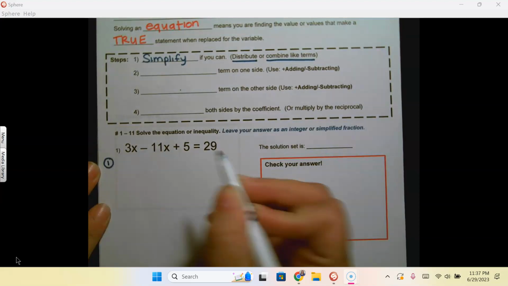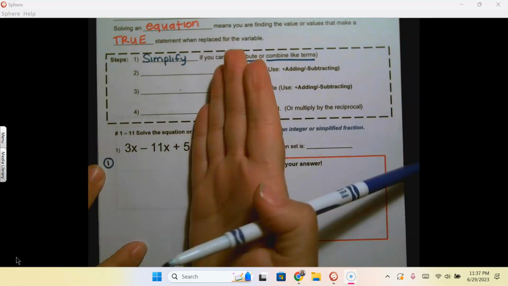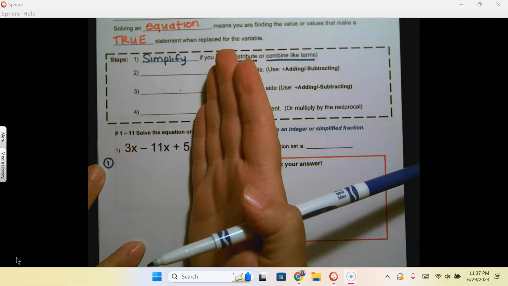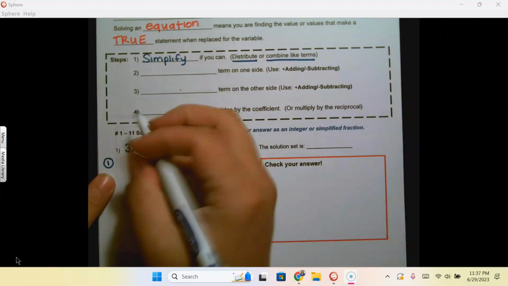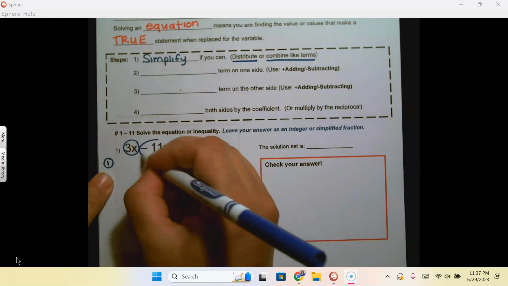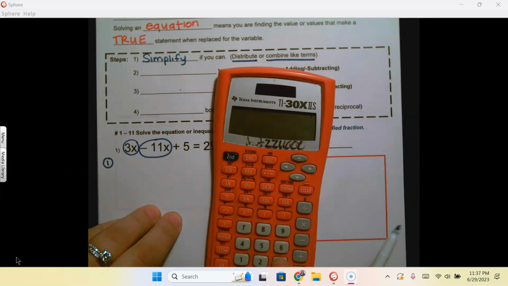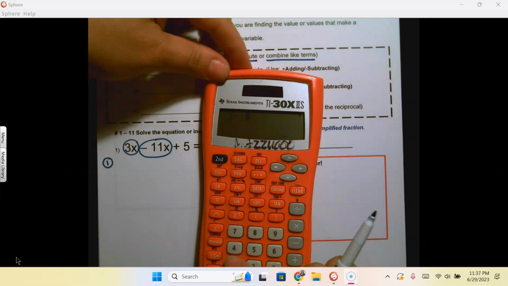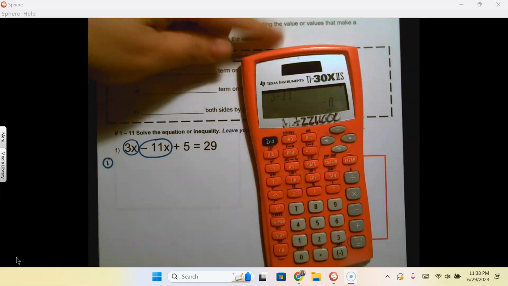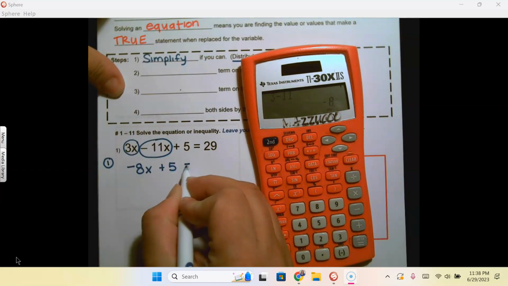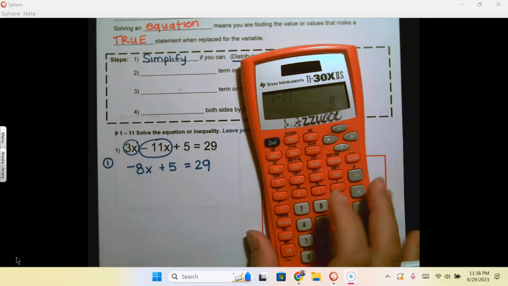So the very first step is we're going to look at the left side of the equal sign and see if there's anything we can distribute. So no, because there's no parentheses, or like terms. So since 3x and negative 11x both have the same variable, those are like terms. And so in our calculator, or without a calculator, we would need to figure out what 3 minus 11 is. So that's negative 8x. And then we're going to bring down the plus 5 and the 29. So that was step 1.